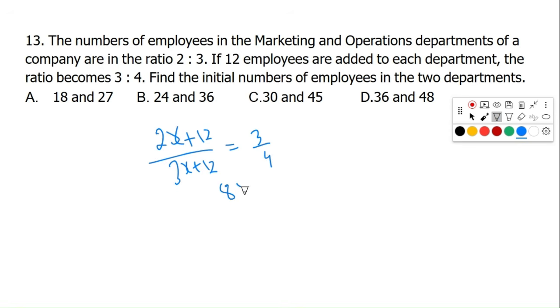So 4 2s are 8x, 4 12s are 48 here, 9x here, 3 12s are 36. So this is x, and okay, I'm getting x as 12. So find the initial numbers. 12 twos are 24 and 12 threes are 36. So what will be your answer?